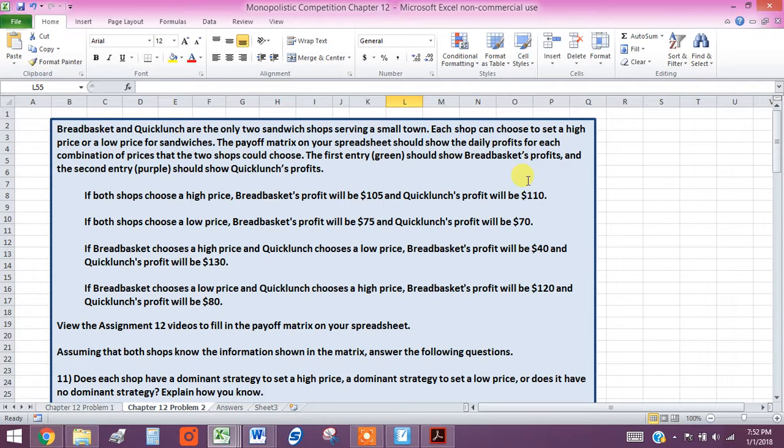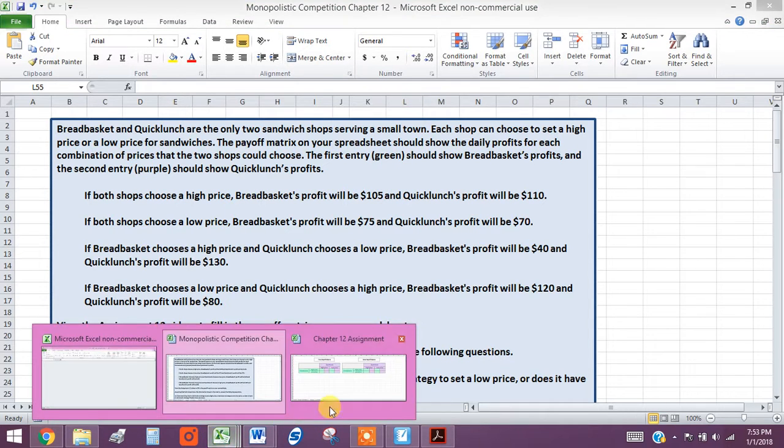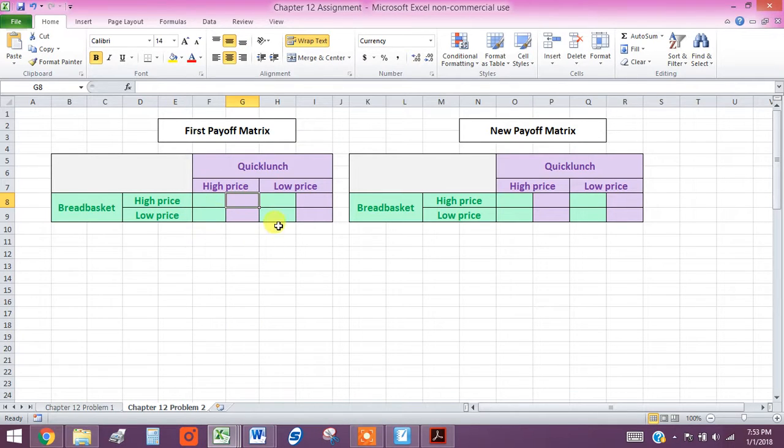We're going to fill in our payoff matrix on our spreadsheet based on the information right down here, and that's going to show the daily profits depending on whether they choose a high or a low price strategy. The first entry in green is going to show Bread Basket's profits, and the second entry in purple is going to show Quick Lunch's profits. So what you're going to see is this, and we need to fill these in.